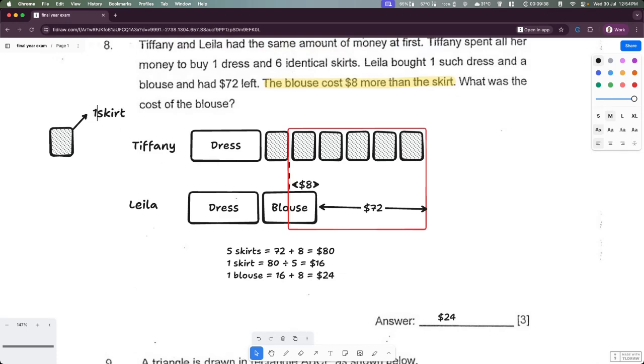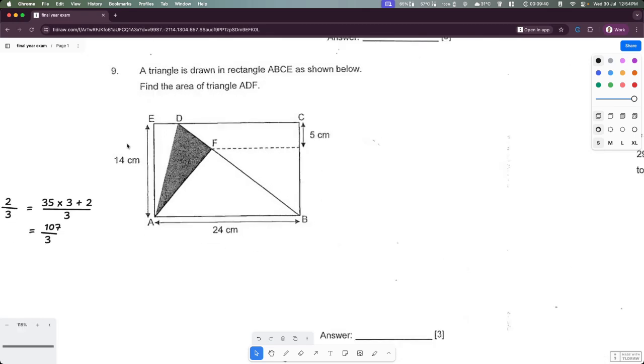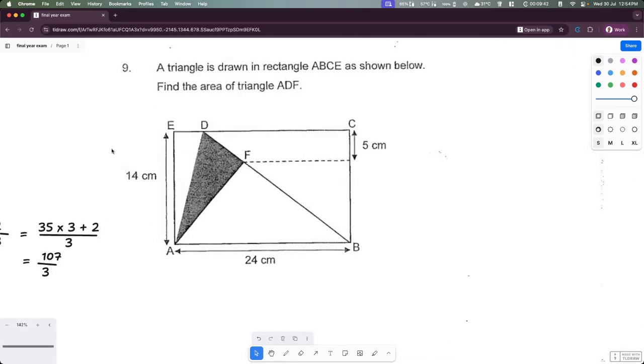I'll put here as one skirt. All right, let's move on to the next question. Question number 9.